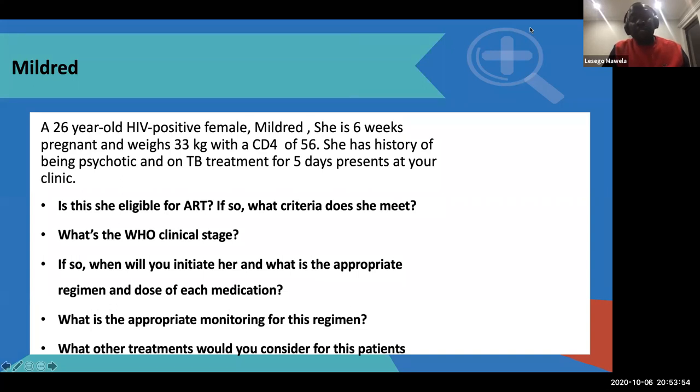Remember now, the case says she's 6 weeks pregnant. So she's a PMTCT case. Now for PMTCT or HIV in pregnancy, we've got unique guidelines that deal with these women, right? So what is her WHO stage? Type there in the chat box, like WhatsApp. I'm sure all of us can type. What do you think is her WHO stage?